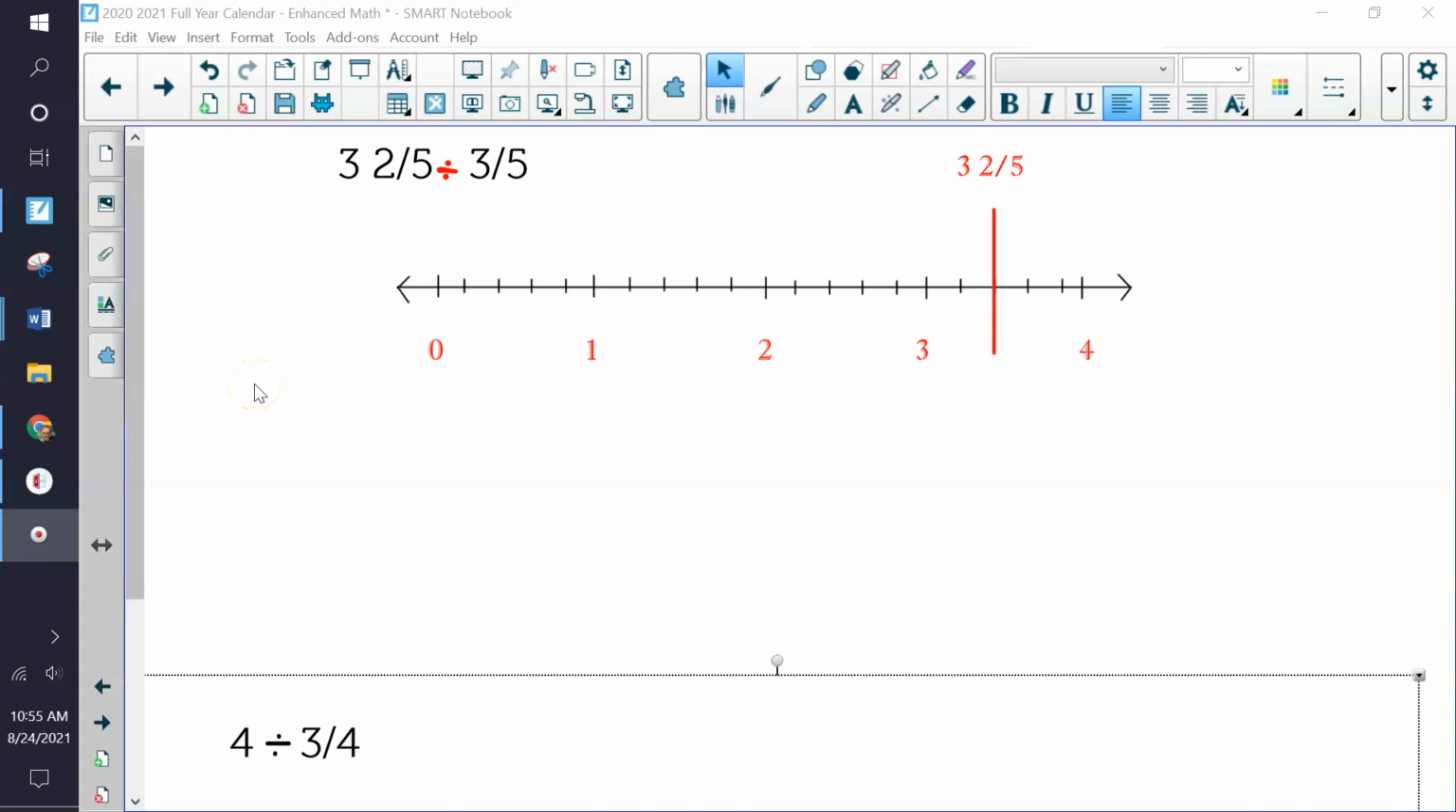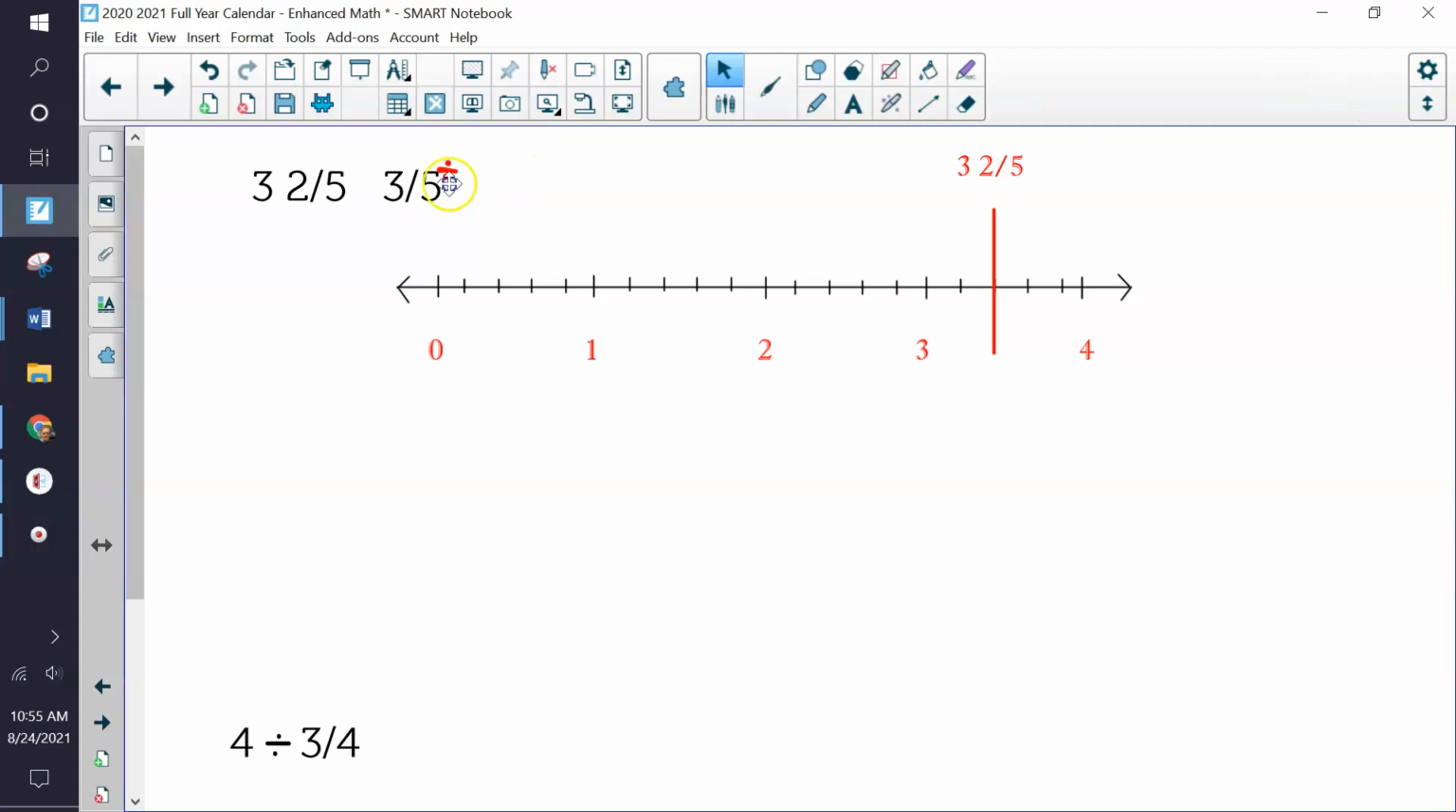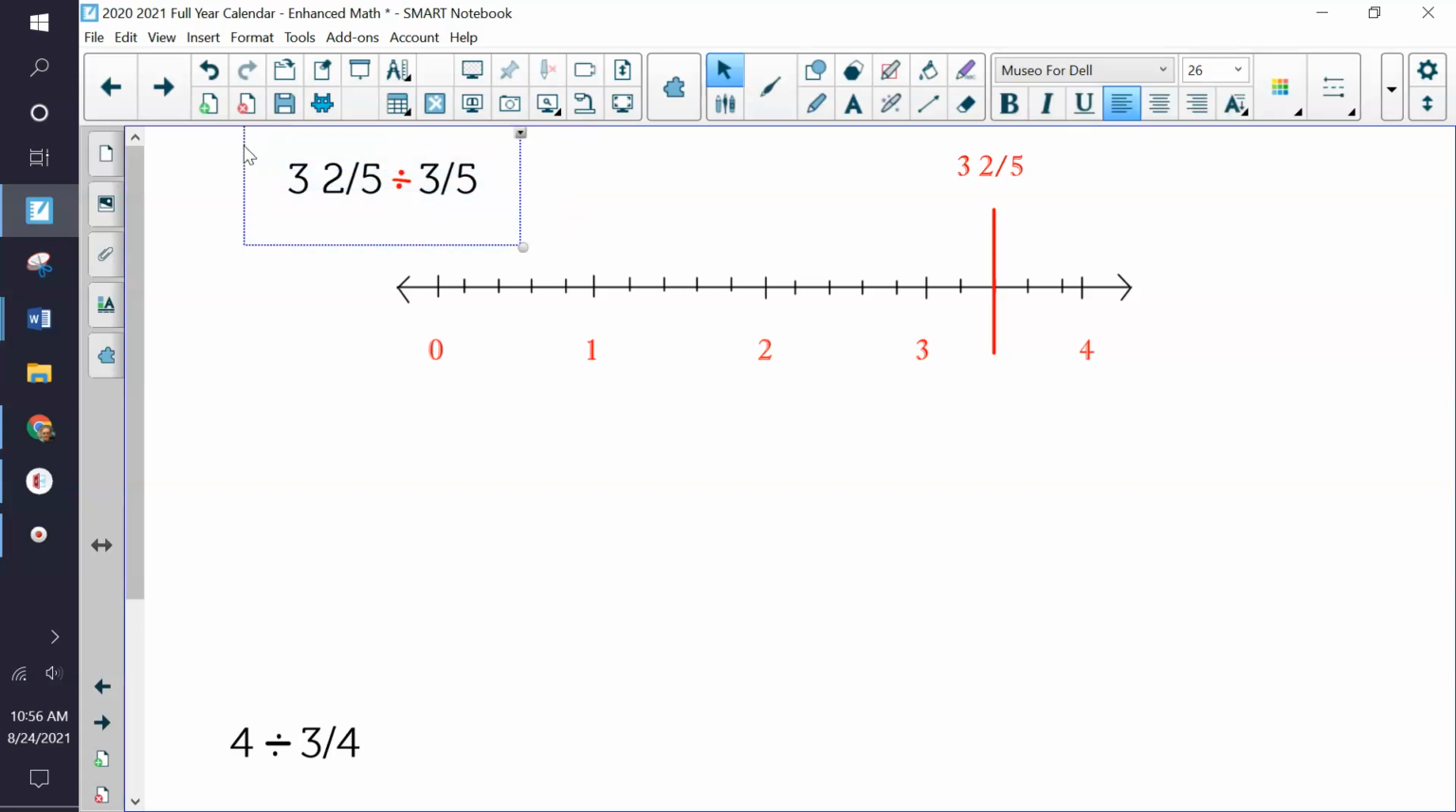Hi, I just want to go over very quickly how to divide fractions by using a number line and just showing this model right here. So I've got a couple of examples. First one right here is 3 2/5. I don't want to lose that. 3 2/5 divided by 3/5.